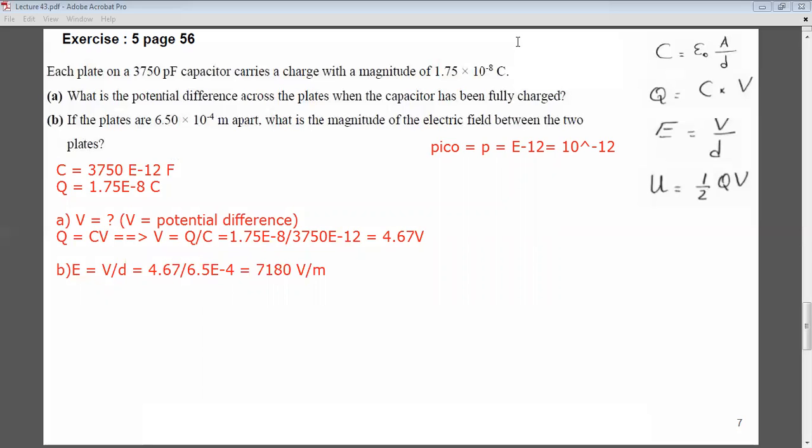So for a parallel plate capacitor, we calculate the capacitance. It is epsilon 0 A, where A is the area of each plate, divided by D, which is the distance between them. The unit of the capacitance is farad. We calculate the charge on each of the parallel plates. It is C times V, where V is the potential difference or the voltage across the battery. The electric field between the two plates, E, is V over D. And the energy stored is half QV, or if I put CV instead of Q, I get half CV squared, or if I put Q over C instead of V, I get half Q squared over C.